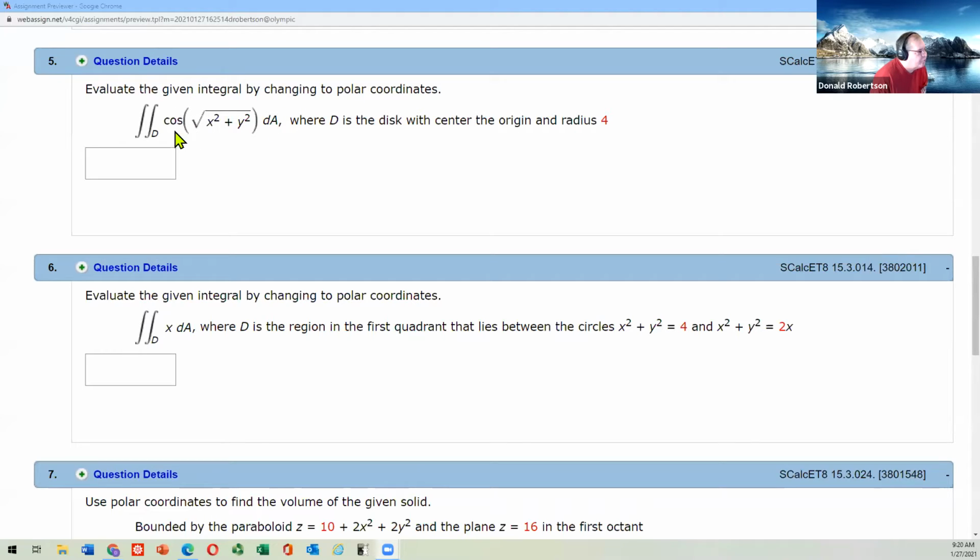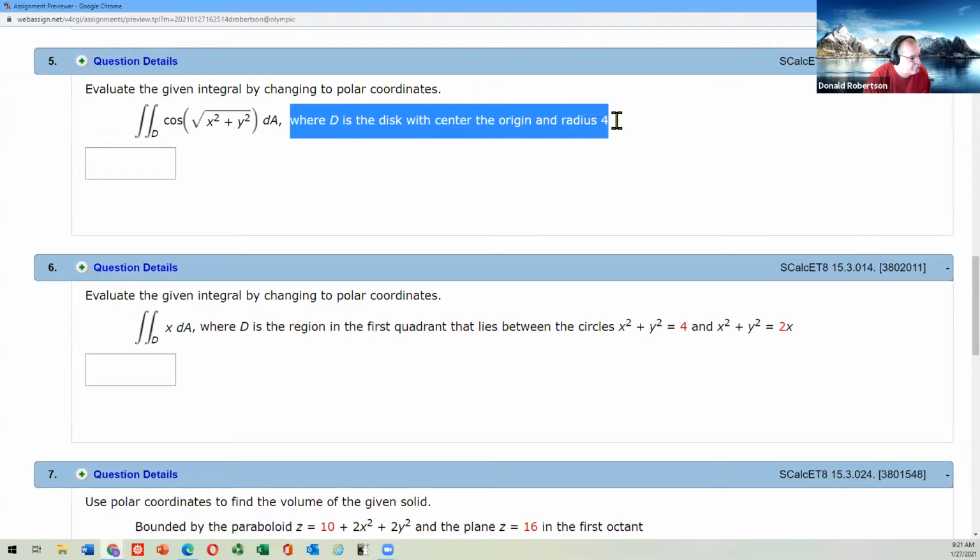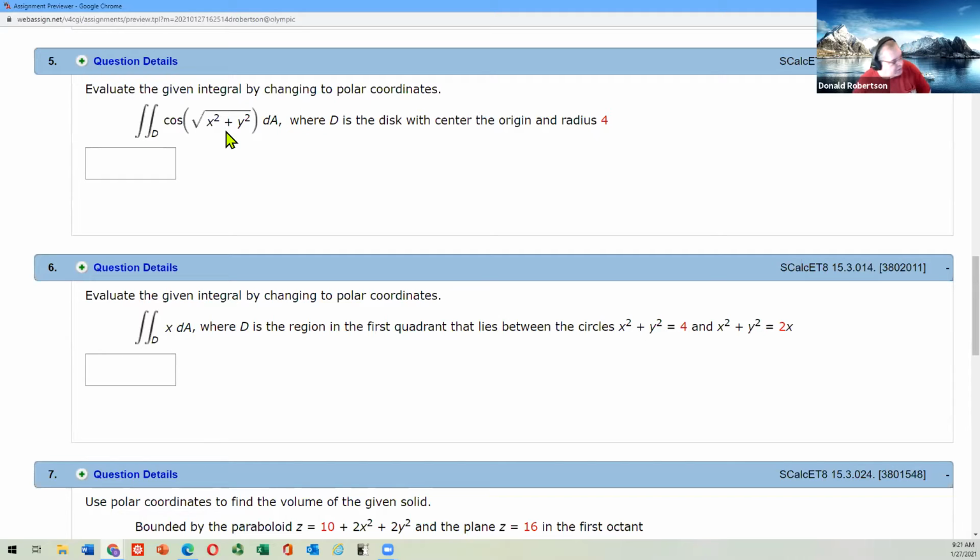A double integral of the cosine of the square root of x squared plus y squared. D is a disk, which is just another way of saying a circle that's filled in. And there's no restriction, so that would be an entire circle, wouldn't it? So if I was looking at this piece, which describes what the region D is, it's a complete circle of radius 4. So r would go from 0 to 4, and theta would go from 0 to 2 pi. So there's my intervals. Wouldn't this turn into the cosine of r?